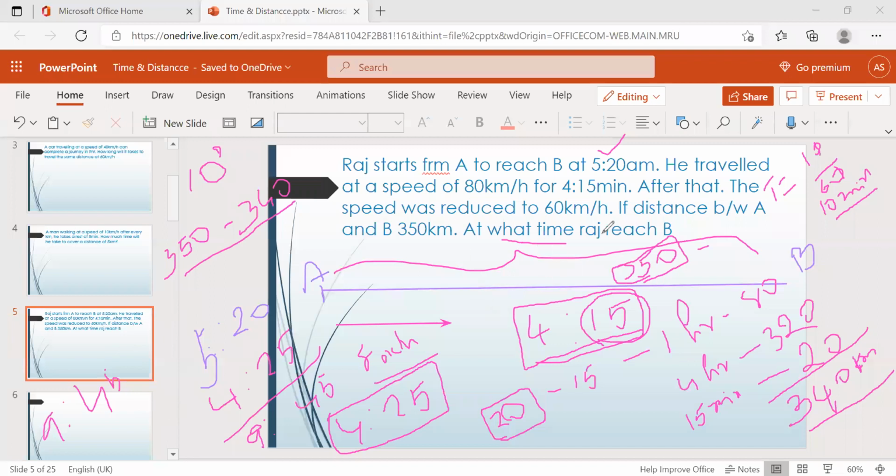Do you understand how we are doing this? First of all, just read the question carefully. Clearly understand what they are asking us to find and what they are saying, and then start doing it. So after 9 hours 45 minutes AM, he will reach the destination. Okay.